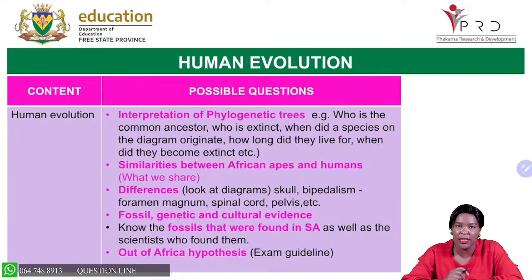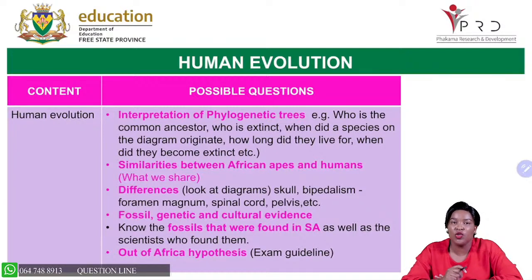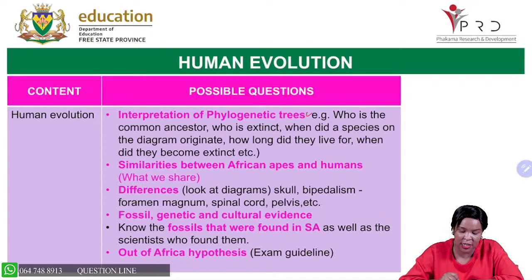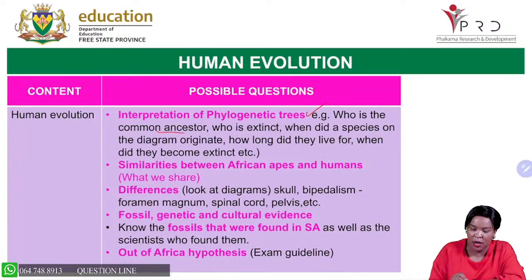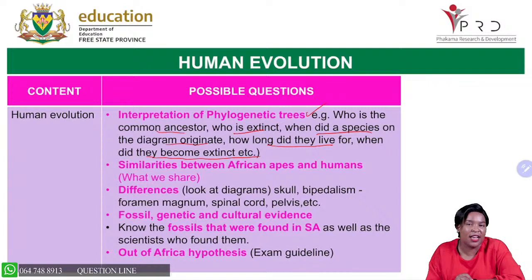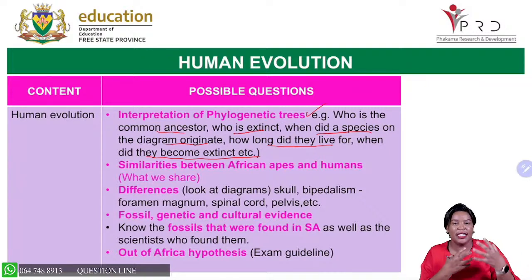With human evolution, there are a few things that you need to know for you to collect those marks. You must be able to interpret phylogenetic trees. For example, you must be able to know who is the common ancestor. Are you able to identify that? Who is extinct? When did the species on this diagram originate? And how long did they live for? And when did they become extinct, etc.? Are you able to read that information from a phylogenetic tree?